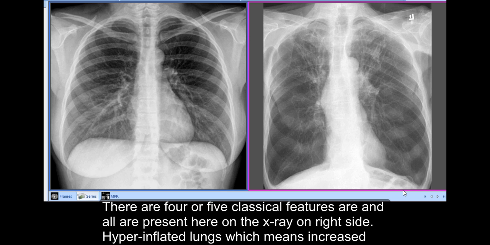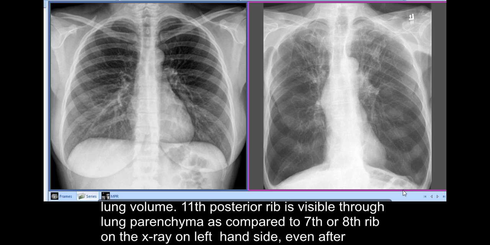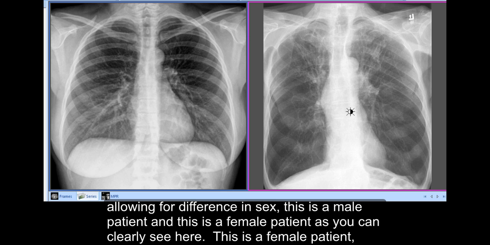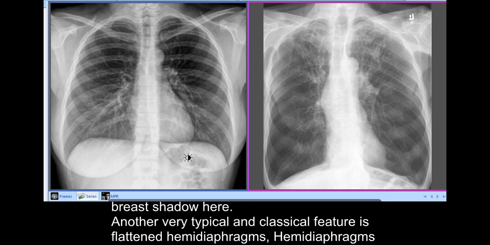Hyperinflated lungs, which means increased lung volume. The 11th posterior rib is visible through lung parenchyma as compared to the 7th or 8th rib on the X-ray on the left hand side. Even after allowing for the differences in sex, this is a male patient and this is a female patient. As you can clearly see here, this is a female patient, breast shadow here.